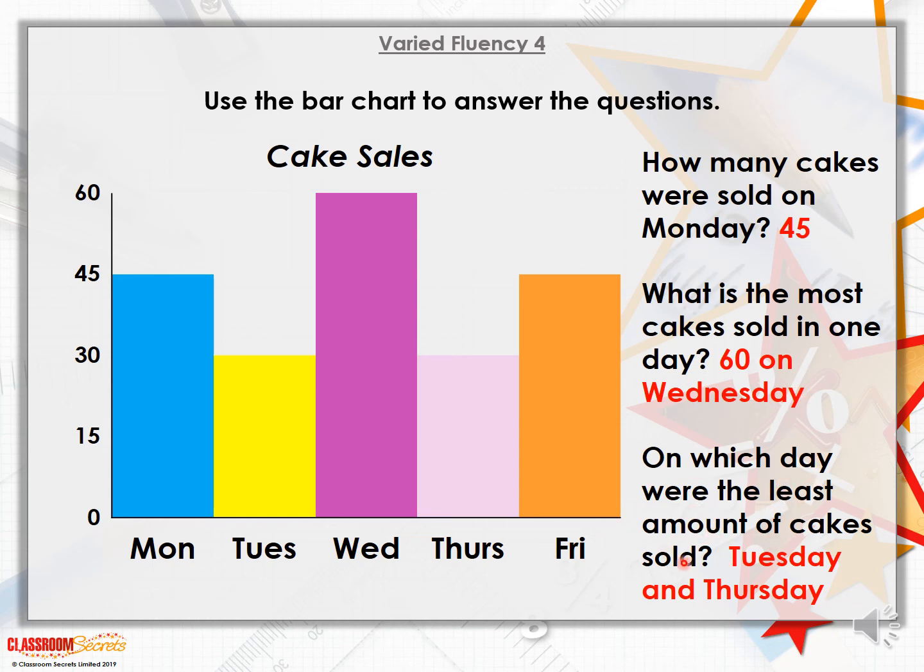And for number 3, on which day were the least amount of cakes sold? Again, key information here, the least amount of cakes sold. And this one was a bit cheeky because you had 2 that were the exact same. They're all on that same line. It looks like these 2 were the least amount, because Wednesday's clearly bigger, and Monday's bigger as well. So these 2 were the answer for number 3 because they are both level with each other, and they are level with 30. On which day were the least amount of cakes sold? It was Tuesday and Thursday because they're the exact same.